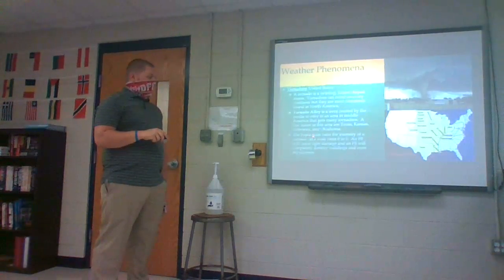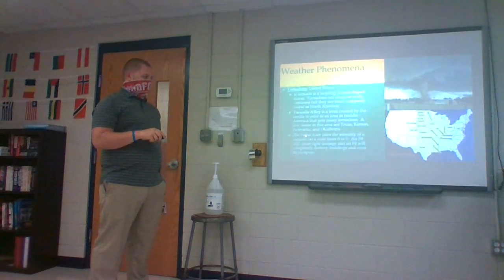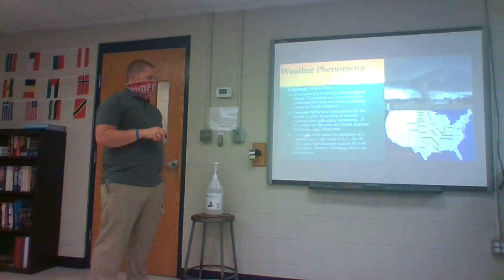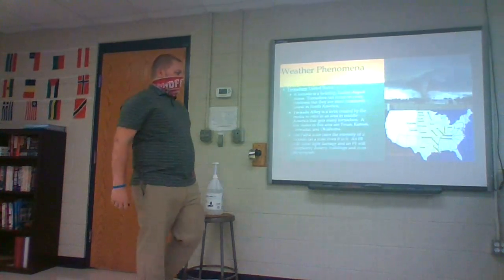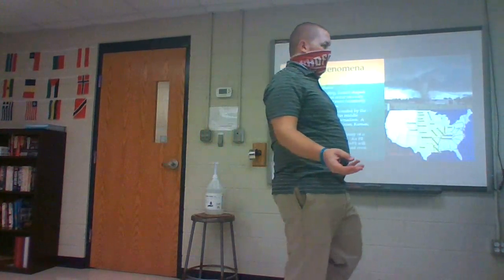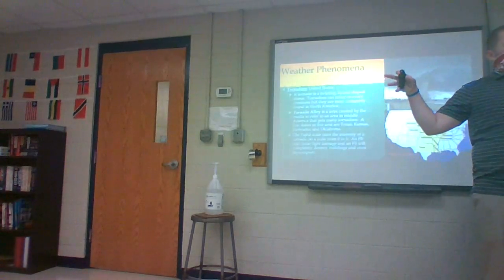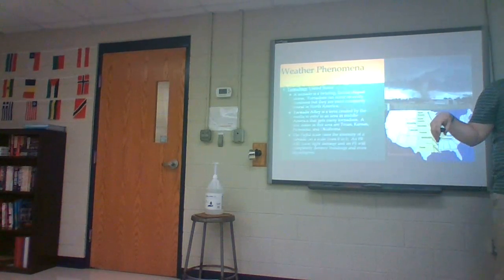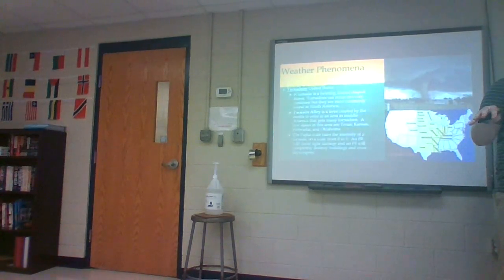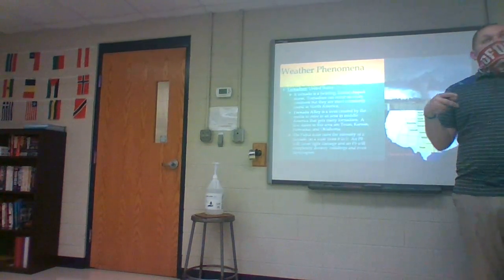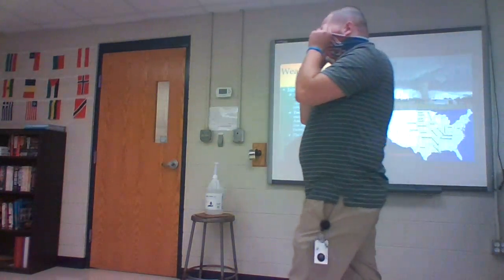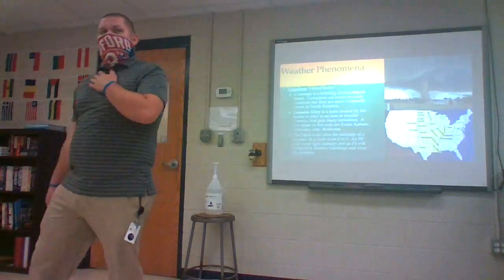The Fujita scale, probably mispronouncing that too, but whatever. The Fujita scale rates the intensity of a tornado. It goes from an F0 to an F5. An F0 will knock over your lawn chairs. An F5 will destroy your house, and you're not going to make it. Make sense?